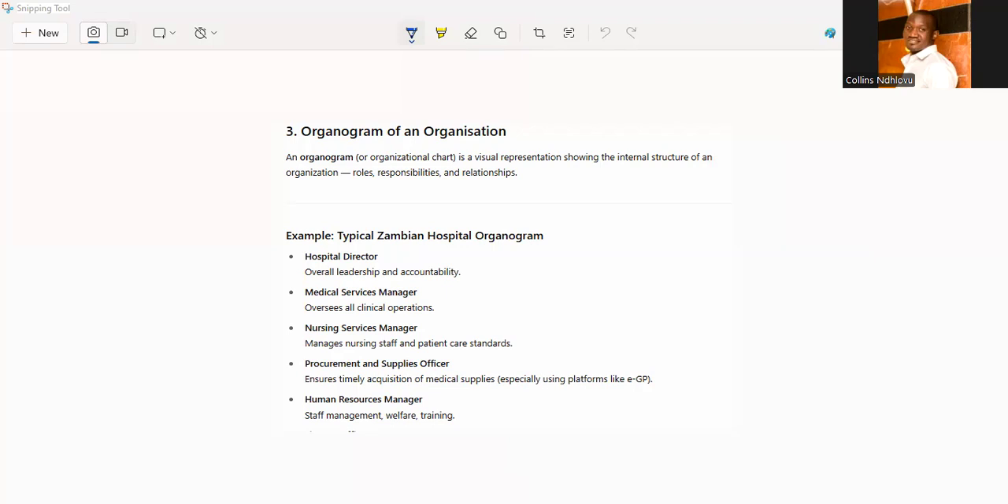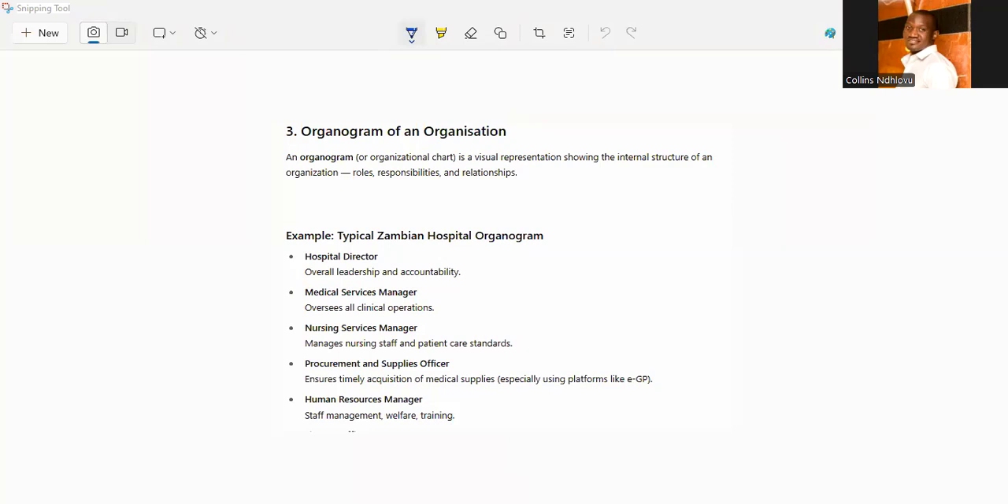Why are organograms important? And why are they used? So an organogram is simply an organizational chart. It uses a visual diagram to outline the internal structure of an organization. So it will illustrate the hierarchies, the roles, the line authorities, the communications between positions. It will ensure that everyone understands how the organization is structured.